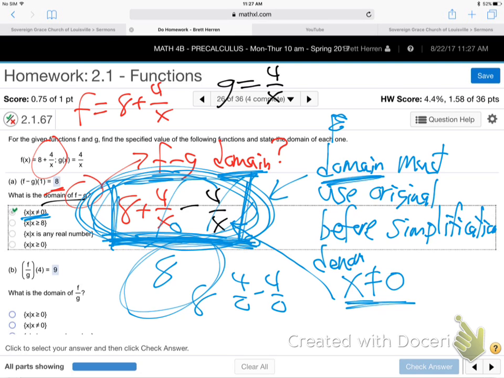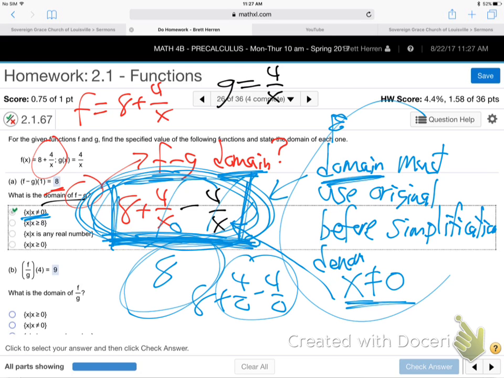No. No, 8 plus 4 over 0 minus 4 over 0 is not 8. It's craziness, because this isn't 0, it's craziness. It's choke. So it can't be 0. So are you getting the moral of the story?